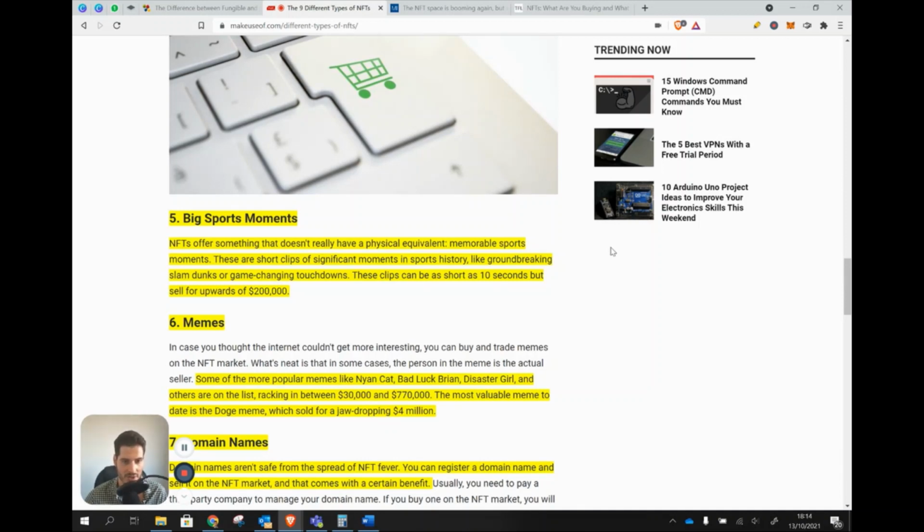Then there are memes. Some of the most popular memes like Nyan Cat, Bad Luck Brian, Disaster Girl, and others are on the list, racking up between $30,000 and $770,000. The most valuable meme to date is the Doge meme, which was sold for a jaw-dropping $4 million.